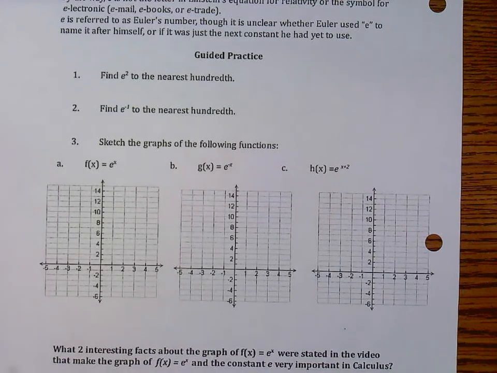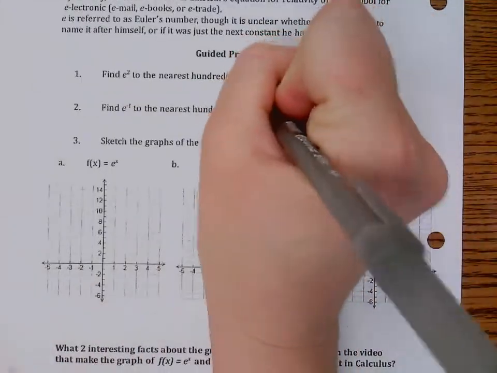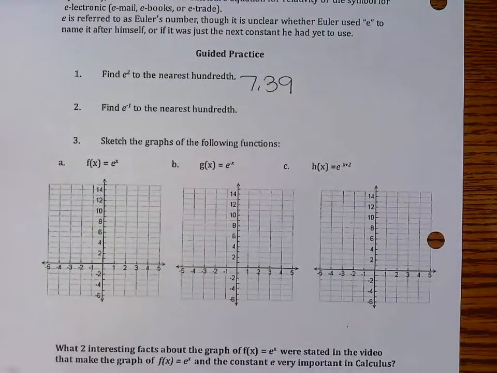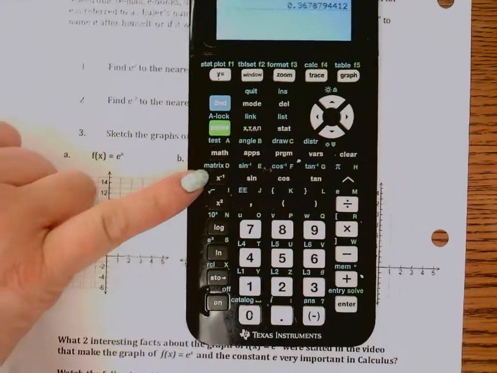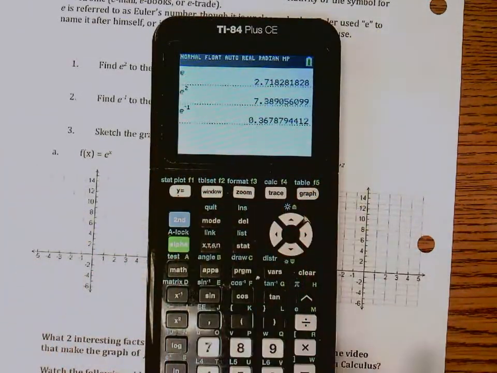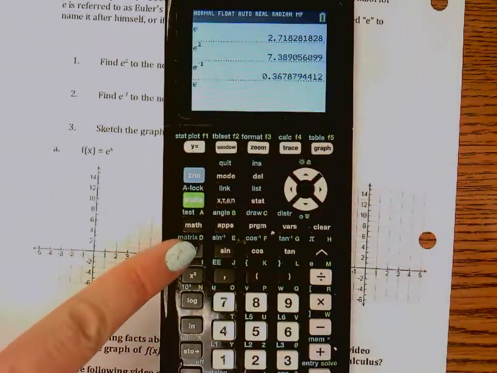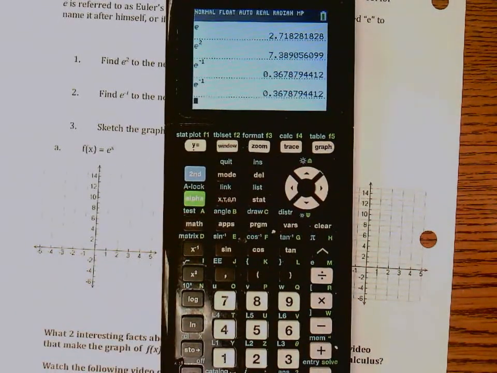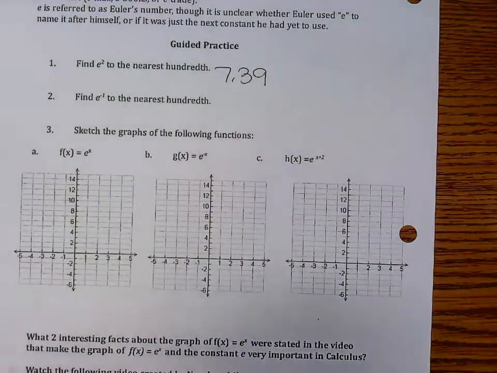So did everyone find e squared on your calculator? So e squared is about what, 7.39? Was everyone able to find that? And then try e to the negative first. So what's the reciprocal of e? So 1 divided by 2.7, use the negative first key. There's also a shortcut negative first key right here. So if you don't want to raise it to a power, you can just hit the second e button and then that x to the negative first power. 0.37 about? 0.37.